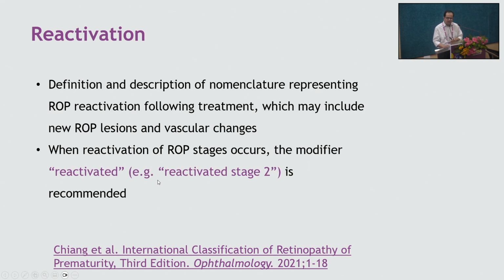And we know that when the half-life goes off, there's a reactivation of the disease. So when the reactivation happens, you have to put the modifier called reactivated stage 2. So then the clinician will know that this was a case which was a treatable ROP, it was given anti-VEGF, it went down, but now it is reactivated. So it's a reactivated stage 2.